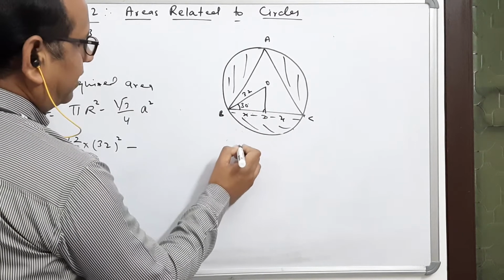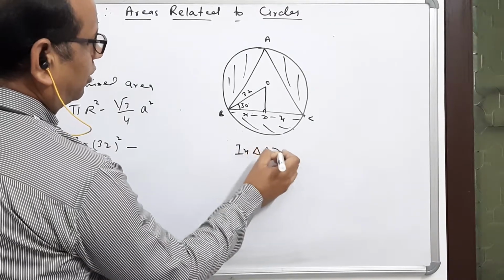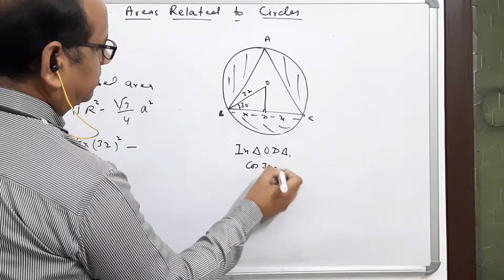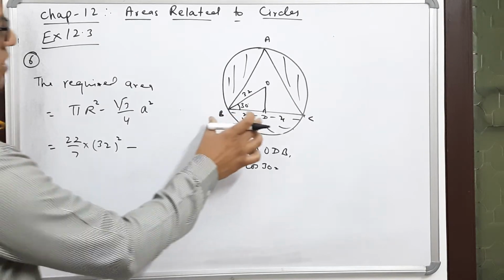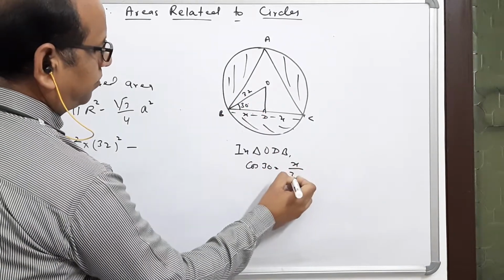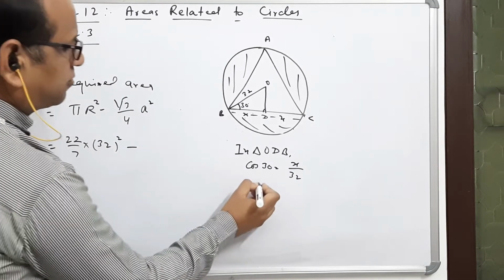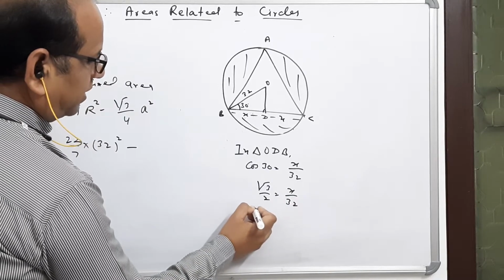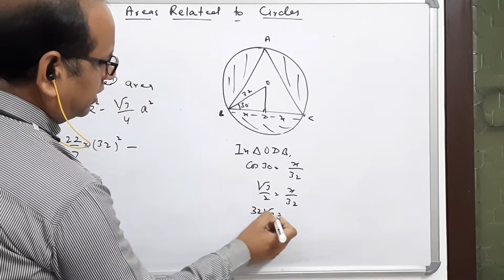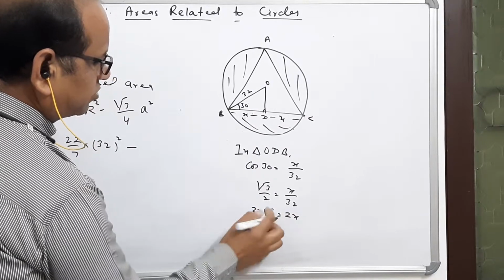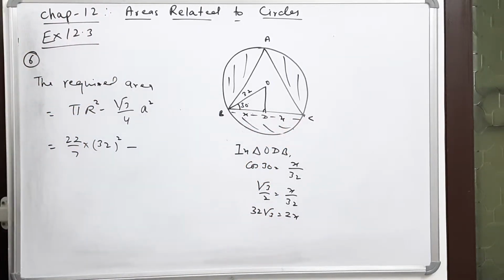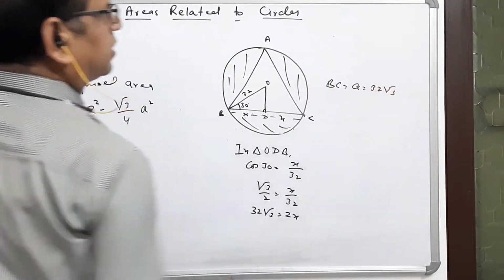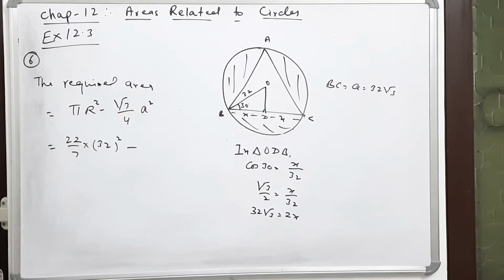Now in triangle ODB, cos 30 is x upon 32. The value of cos 30 is root 3 by 2, so root 3 by 2 equals x upon 32. If you cross multiply, 32 root 3 equals 2x. So x is 16 root 3. Now what is BC here? BC equals a, which is 32 root 3. So we have got the side.